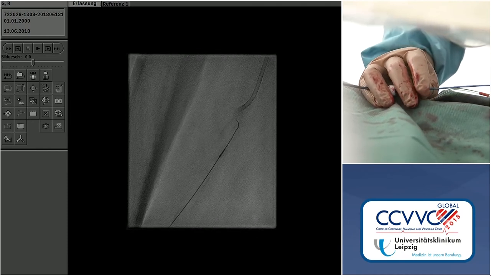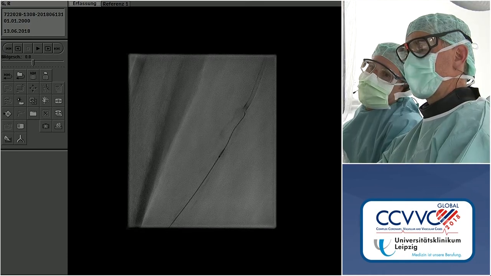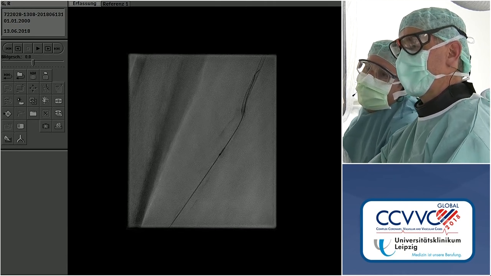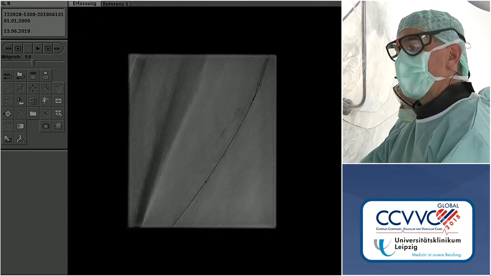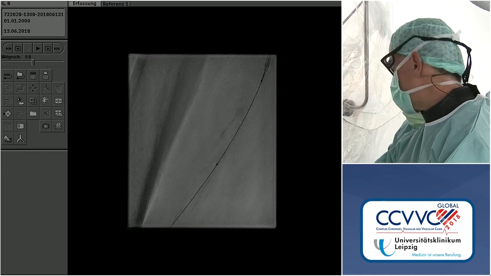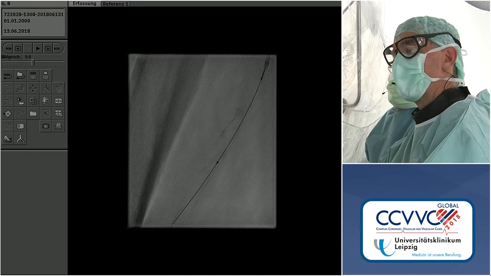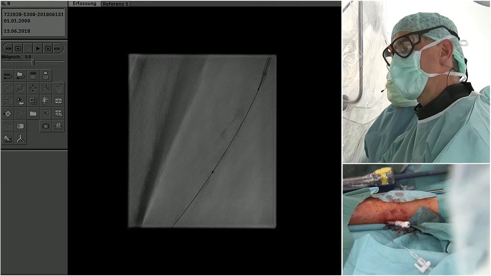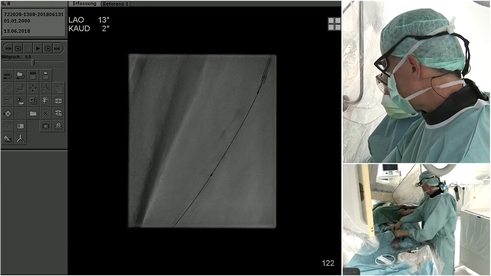Auf die andere Seite. Okay. So just, and now probably, okay. So that's very easy. Okay, so now we have our catheter. The tip of the CXI does not want to engage here, the Judkins. Okay, then I do it like this, just a moment.